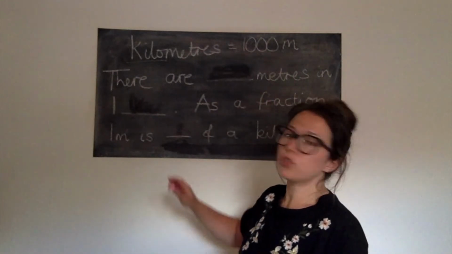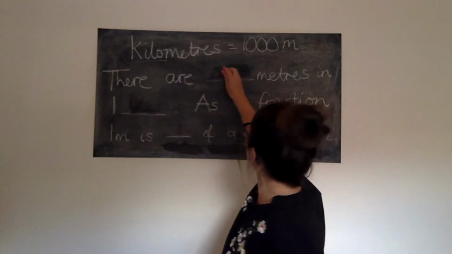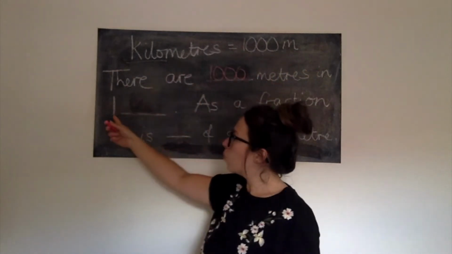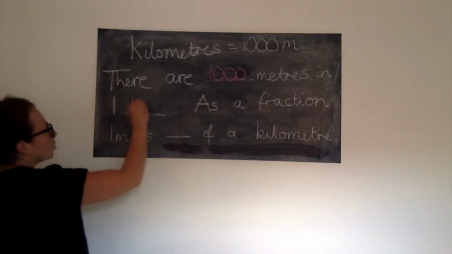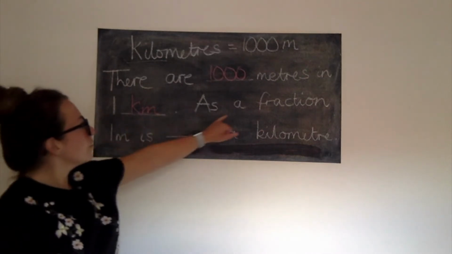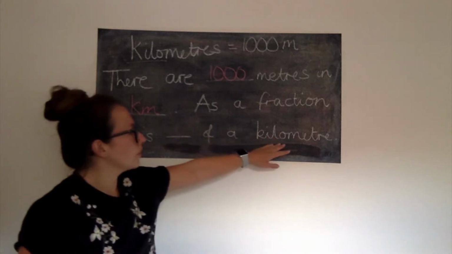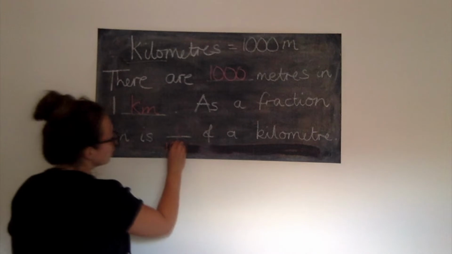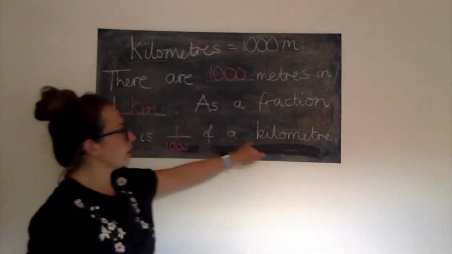So I've already told you that there's 1,000 metres in a kilometre. So there are 1,000 metres in one. Now you can either write out the word kilometre or we can use the abbreviation km. So in 1 kilometre. As a fraction, 1 metre is what fraction of a kilometre? So remember, for every kilometre, there's 1,000 metres. So that means that 1 metre is 1,000th of a kilometre.